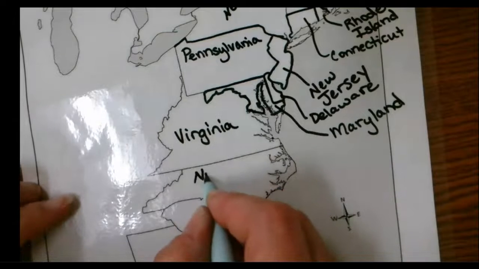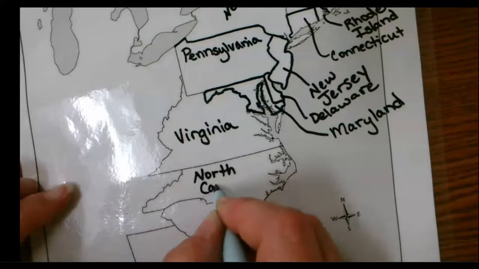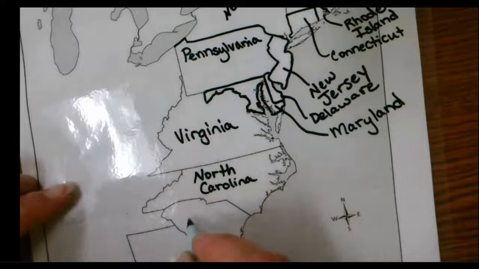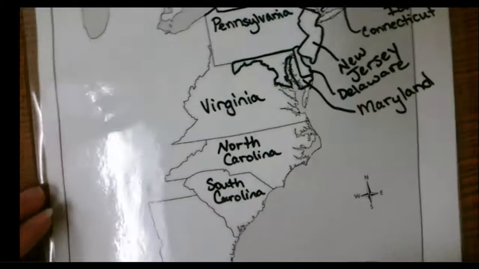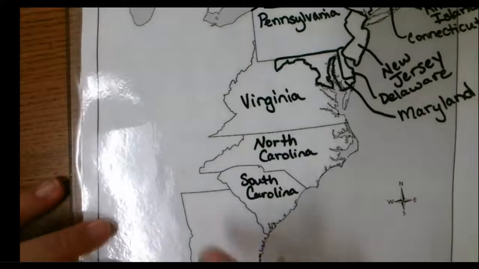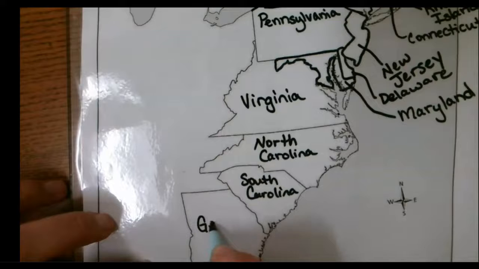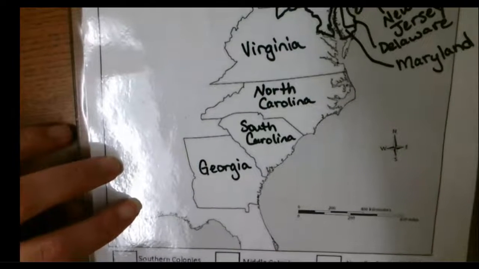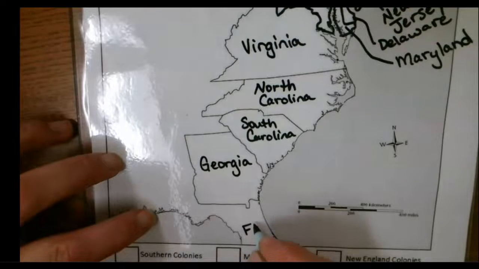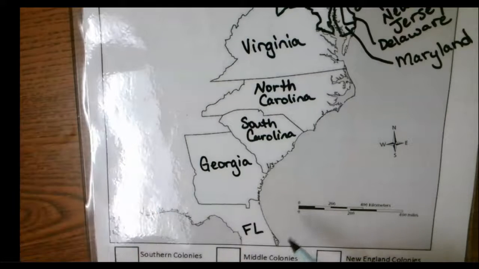Next one is North Carolina. Then South Carolina. And then which one is north of us? Down here in Florida, which one is directly north of us? Georgia. Good. And then just because I'm a Floridian, I'm going to go ahead and label Florida with an FL, to remember that Florida is right here. Okay, this was Spanish territory at the time, but you know, it will become part of the United States because you live there.